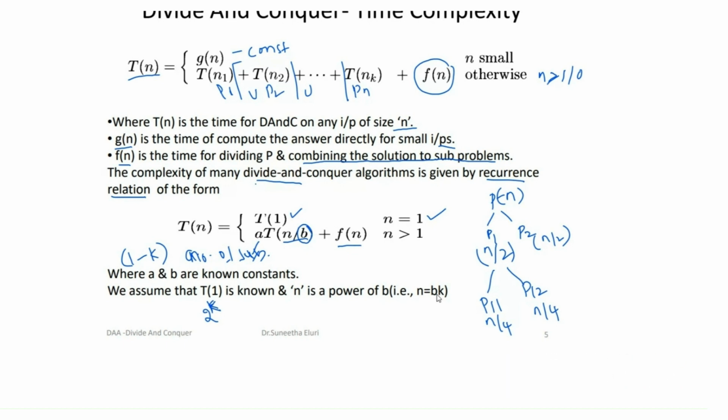N by B is how much input is being shared by each subproblem, and f of n is the time required to combine the solutions of the subproblems to get the entire problem solution.